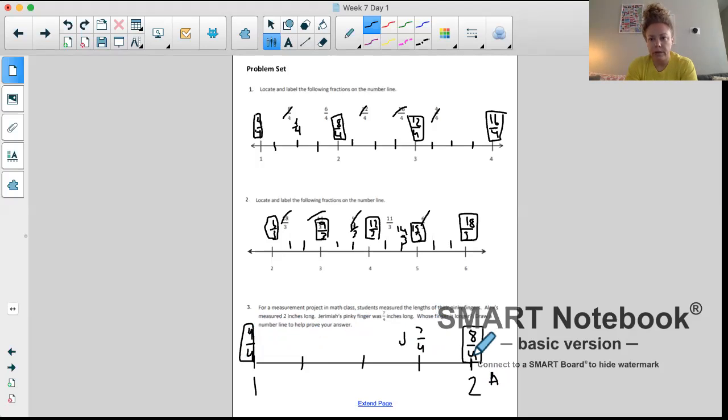Whose pinky finger is longer? Alex's or Jeremiah's? Alex's, because it is further away from 0. You can write a statement to answer that. Alex's finger is longer than Jeremiah's finger because 8/4 is greater than 7/4.